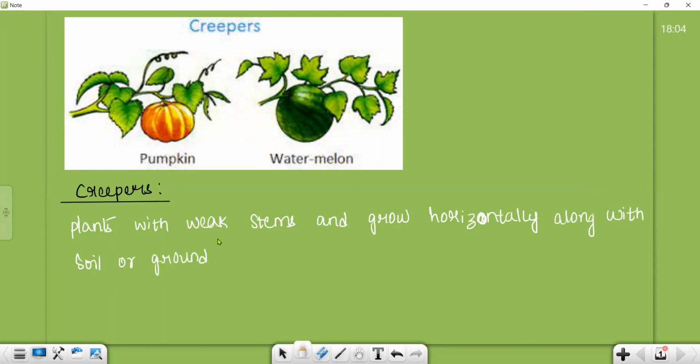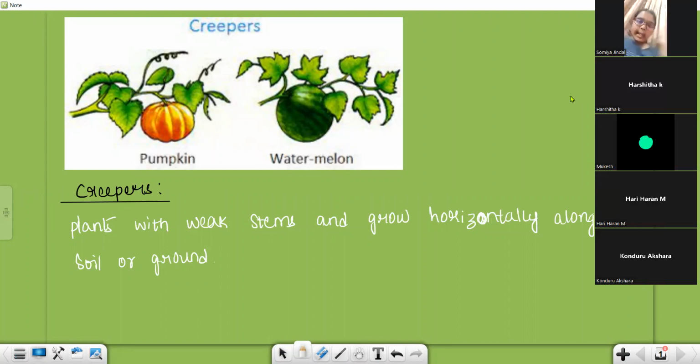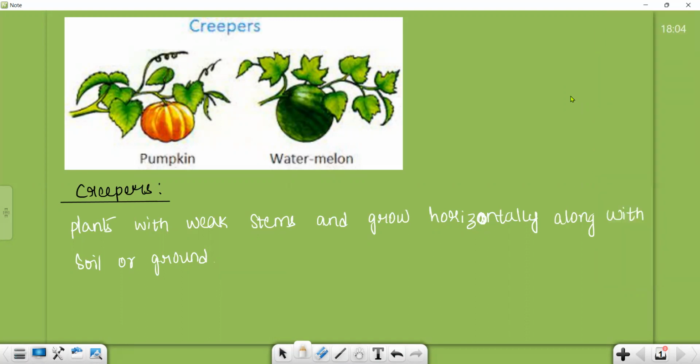So why are they growing like that? Because they cannot stand upright. So these are called creepers. You can see pumpkin plants and watermelon plants. They are growing horizontally on the ground. Done? Yeah, ma'am.